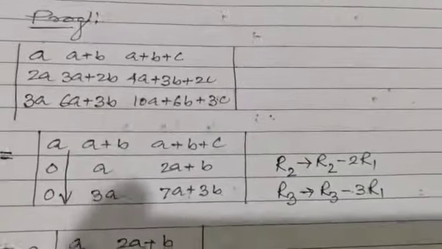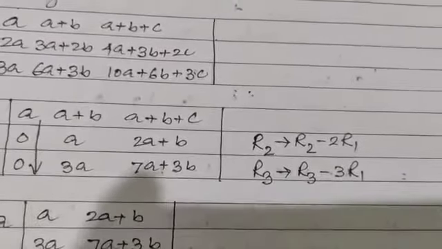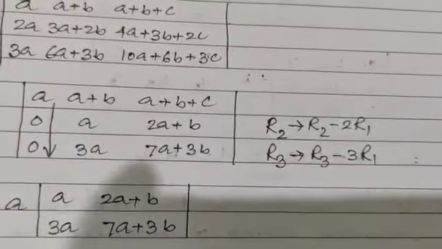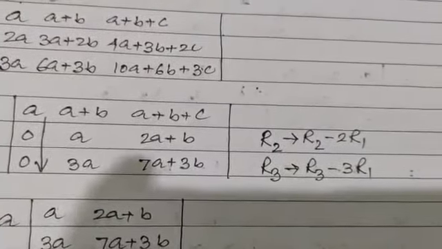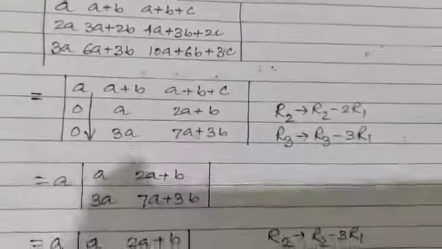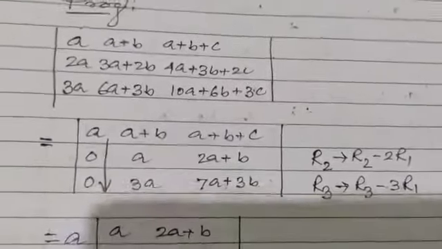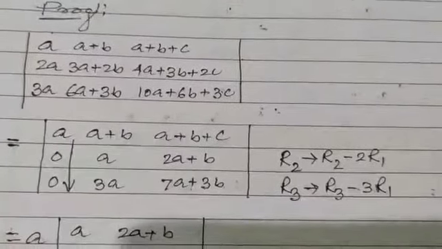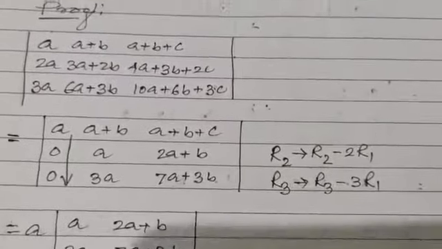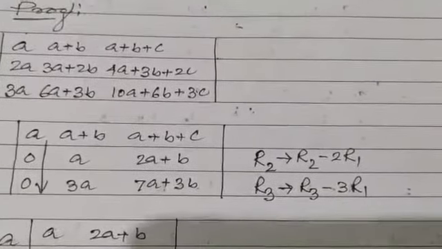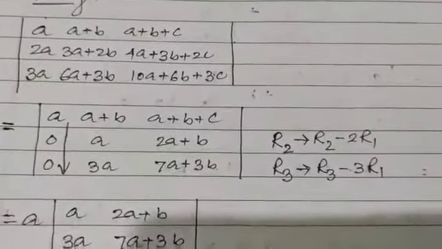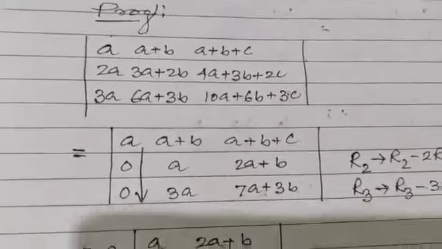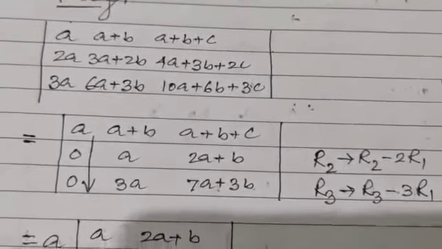So here, if we use the operation R2 is R2 minus 2R1, meaning we multiply the first row by 2 and subtract from the second row, that element a21 will be 0. And if we do another operation, R3 is R3 minus 3R1, then the element just below it will again be 0. Maximum two operations of this type you can apply. Suppose a constant multiple of a particular row is added or subtracted from any other row, you can use it a maximum of two times. So finally you get the determinant a plus b plus c, 0, a, 2a plus b, 0, 3a, 7a plus 3b.